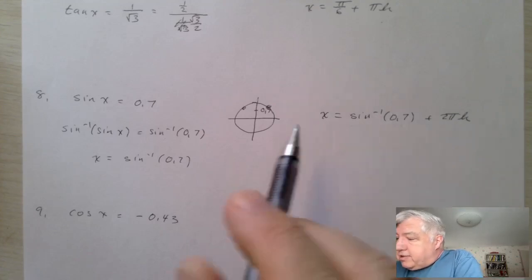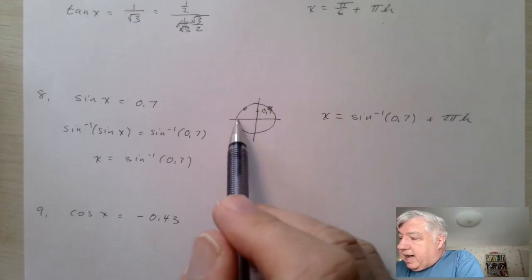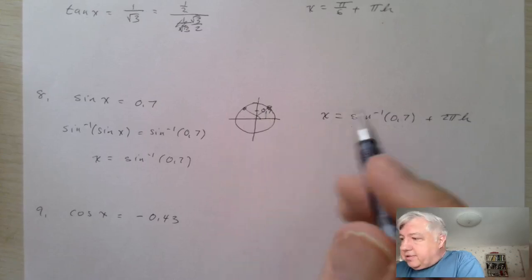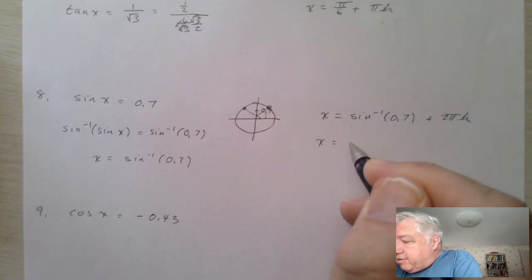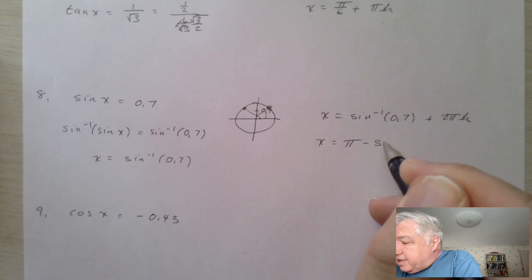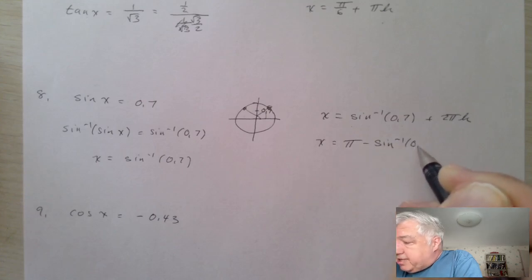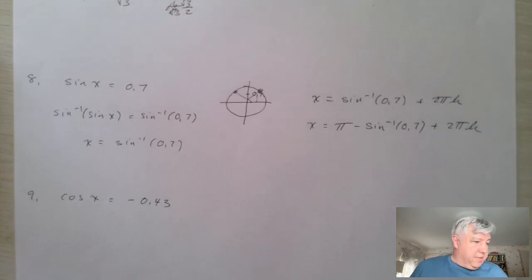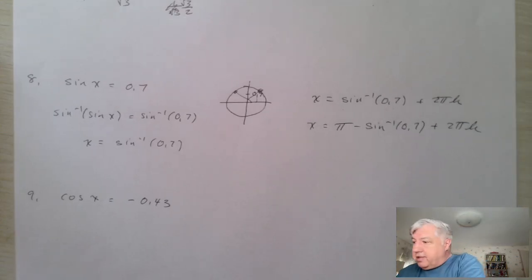The second one is going to be pi minus this, whatever this angle is, because this angle and this angle are the same. So x could also be equal to pi minus the inverse sine of 0.7 plus 2 pi k. And to do this, you make sure that you're in radians mode.